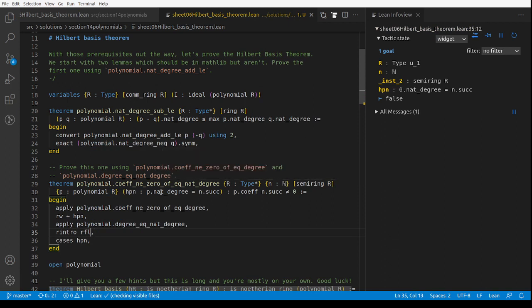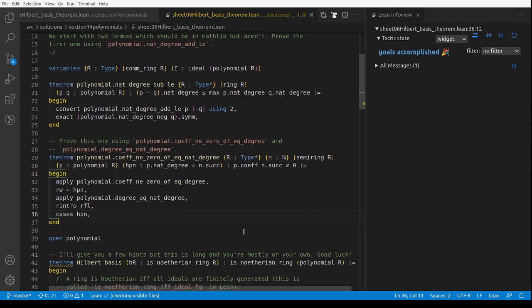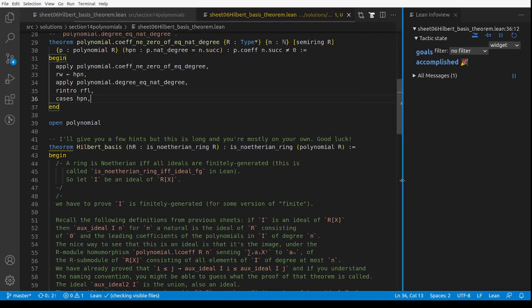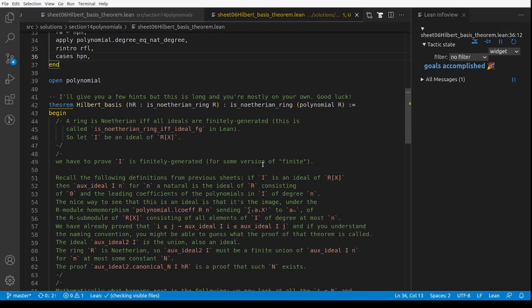So there's a bit of a hack. Rintro rfl defined P to be 0, so I actually changed HPN. And 0.nat degree is definitionally 0. So HPN says 0 is the successor of something, and that somehow contradicts the way that the natural numbers work as an inductive type. So there's a slightly hacky proof of that. And now let's get on to the proof of Hilbert's basis theorem.